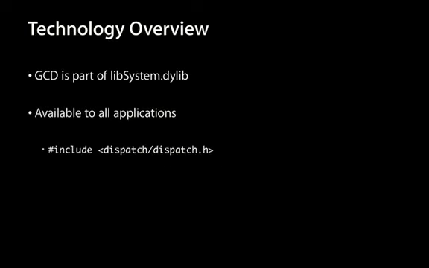So for our technology overview, just want to reiterate that GCD is part of libsystem, and it's available to all applications on Mac OS X. It doesn't matter if you're targeting the POSIX layer or you're a Carbon application or a Cocoa application, everything can take advantage of GCD. As part of libsystem, there are no special link instructions that you need to do. All you need to do is include the header file, and that is dispatch/dispatch.h.